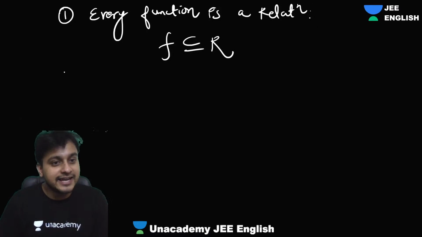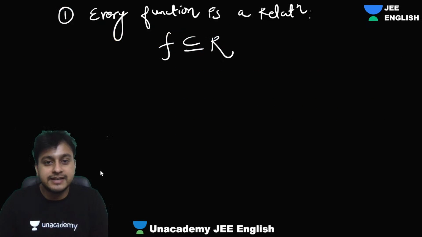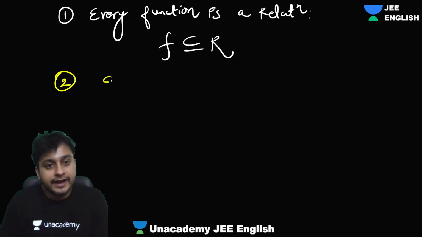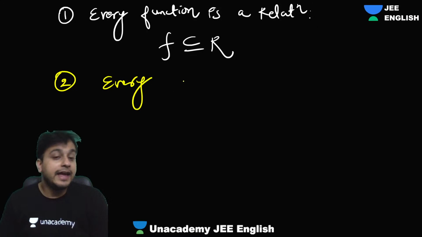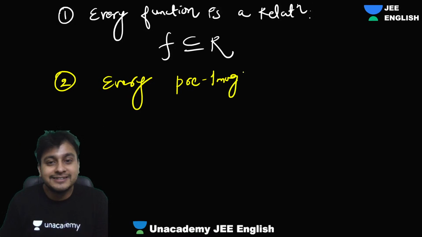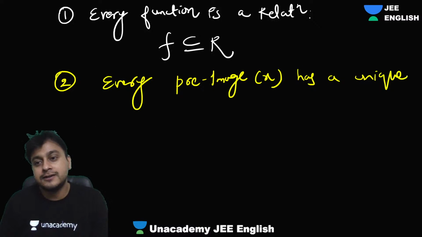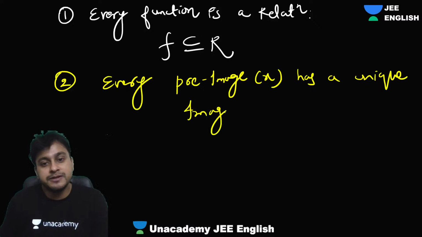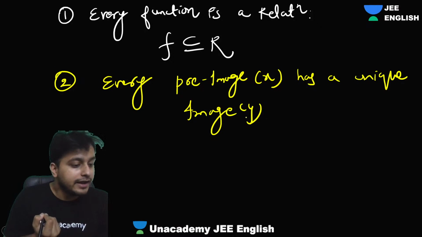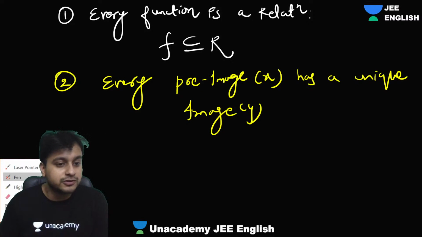Amazing. Okay, second key point, guys. These key points you have to note, then only you will understand the basic concepts. Second key point over here: every x, every pre-image, has a unique image, and image means what, guys? Y. Okay, and third, the most important factor is also there.